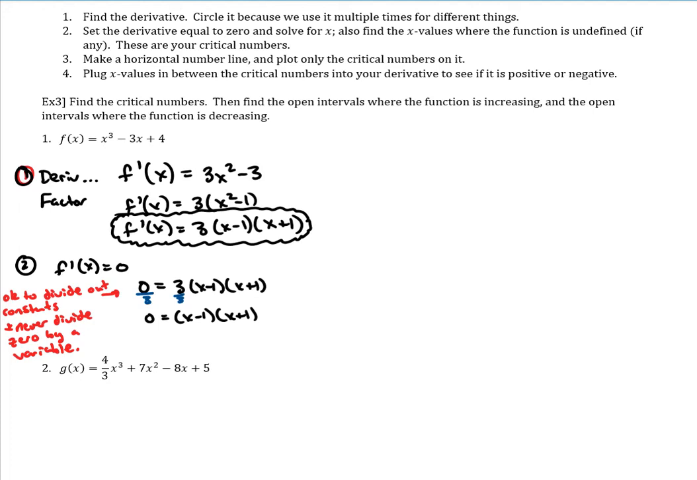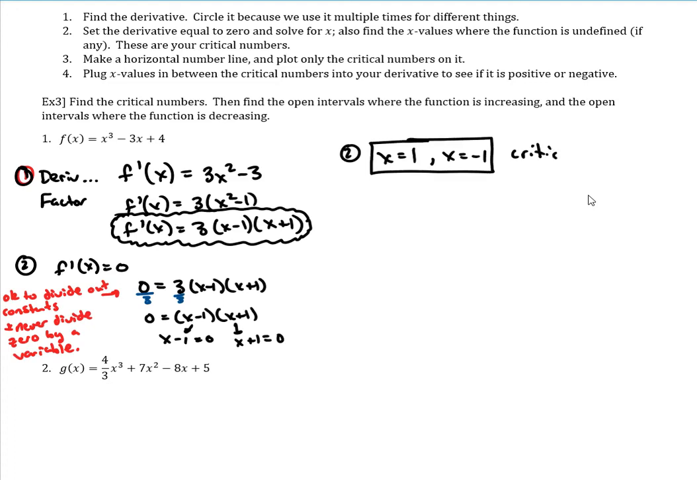And now that we have this set up, we will just use our zero product rule, where I can set this equal to 0, and then this equal to 0. While each of these is easy to solve, I'm going to put my answer up top here. For number 2, we add 1, we get x is 1. Subtract 1, we get x is -1. So these are the critical numbers. If they ask for it in your problem, there they are. You could just tell them x equals -1 and +1.